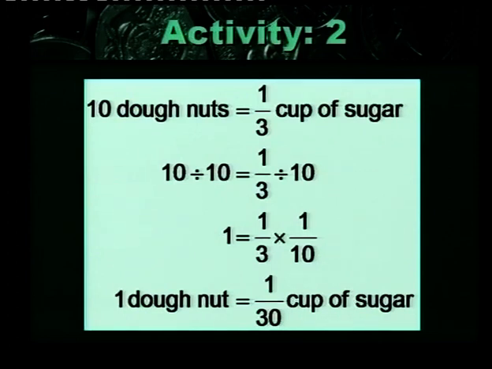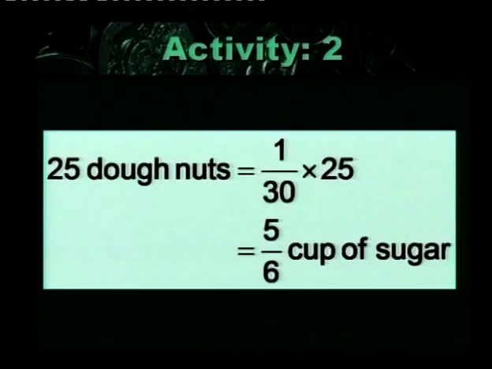Now that will help us to multiply how many cups needed for 25 donuts. So with that, 25 donuts is equal to 1/30 times 25, which is equal to 5/6 cup of sugar. So for the 25 donuts, you need 5/6 cup of sugar.